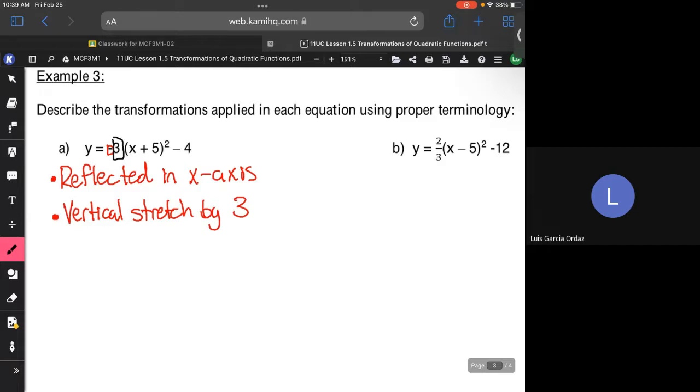Yep. What's my next transformation? Olivia? Opposite of what it seems. Yep. Translated 5 units left. Remember, it's always opposite of what it seems. And what's my last one? Emma. It's 4 units, and translated 4 units down.